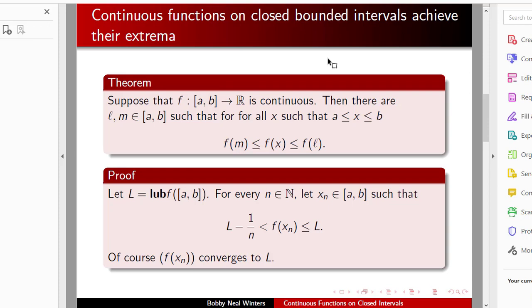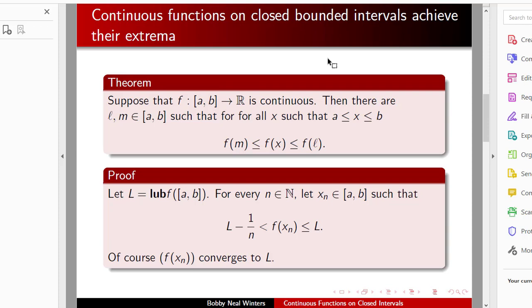Then there are l and m elements of the closed interval [a, b] such that for all x in the closed interval from a to b, f of m is less than or equal to f of x is less than or equal to f of l. So before, when we proved it's bounded above and below, we know that there's a least upper bound and a greatest lower bound for the image of f. Here we're proving that we actually achieve those bounds. And so let's let L be the least upper bound of f of [a, b].